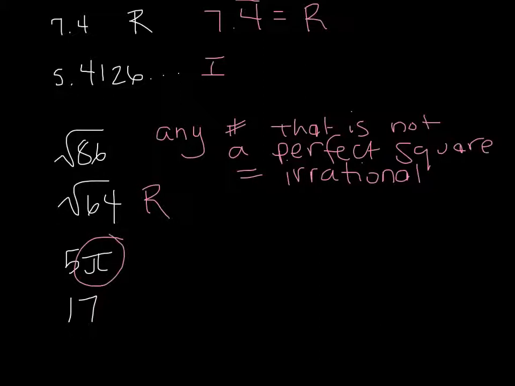Pi, and anything times pi or divided by pi, is going to be irrational. There's no pattern, no number repeats in pi, and so therefore it's irrational. 17 terminates. I'm sorry, it's not repeating, it terminates, so it is rational.